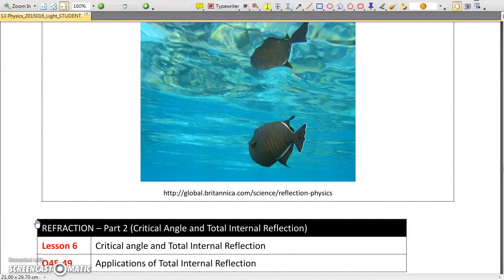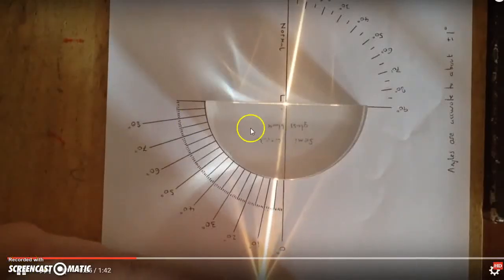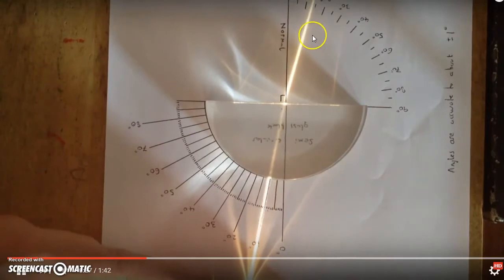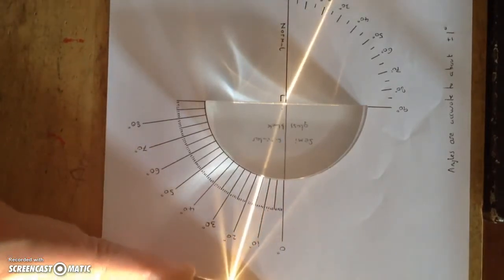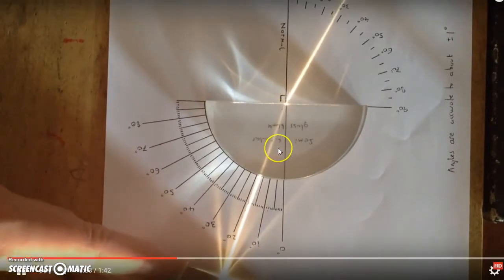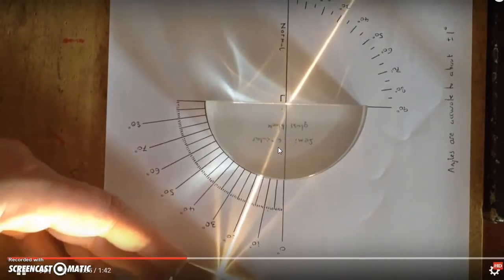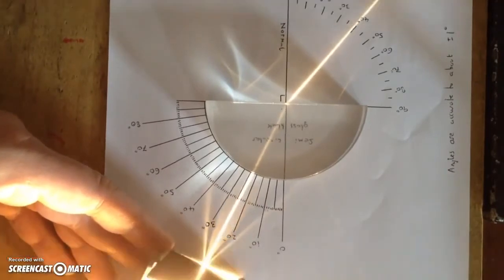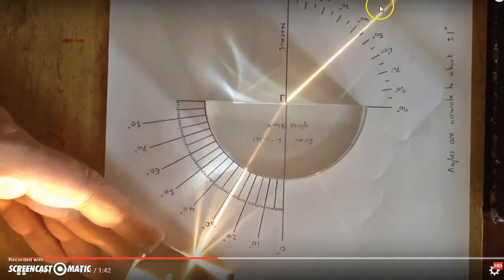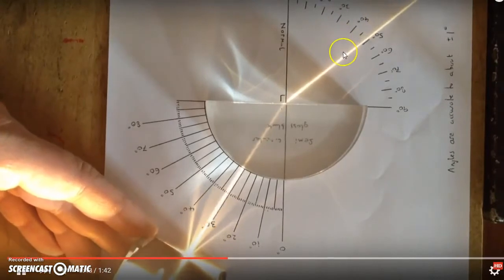Refraction, Part 2. Critical angle and total internal reflection. From glass into air, it bends away from normal. What does that mean? You can see that the incident angle is smaller than the refracted angle, which is in air. The refracted ray bends away from normal.